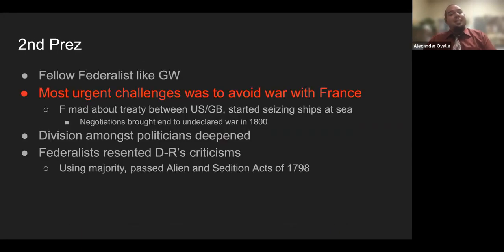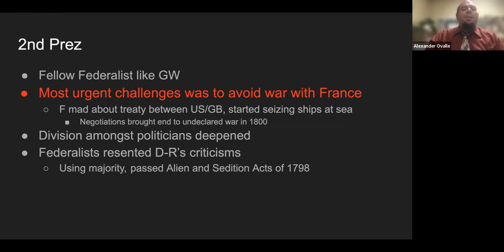John Adams, he's the second president, and he was a fellow Federalist. He replaces George Washington after his 2 terms end. One of his most urgent challenges was to avoid war with France. France was mad about the treaty between the United States and Great Britain, so they started seizing ships at sea. Negotiations brought an end to an undeclared war in 1800. I think it's known as the XYZ affair.